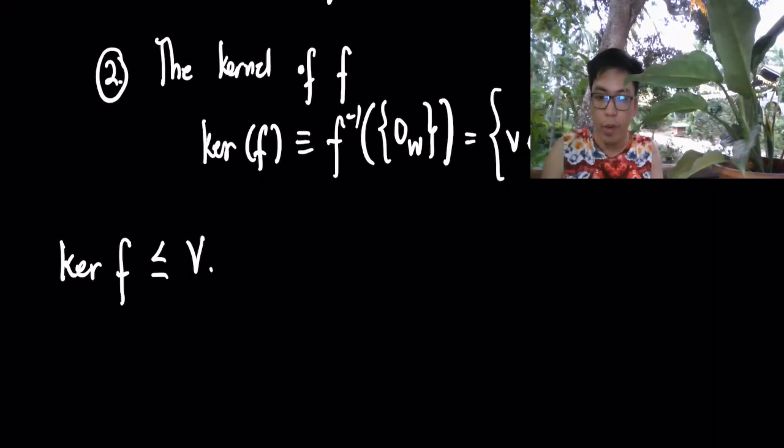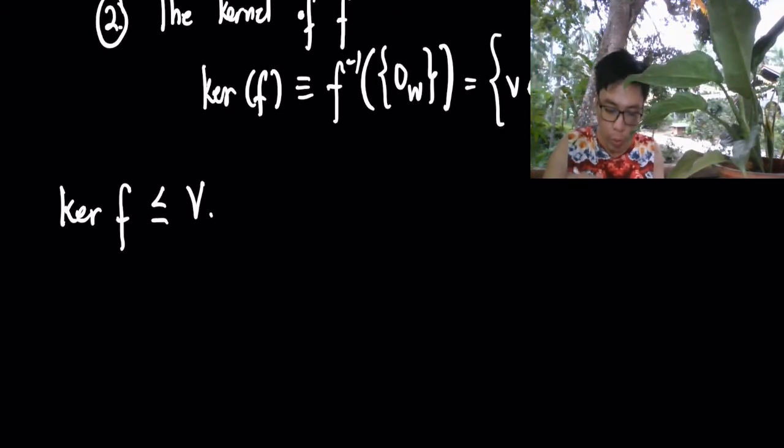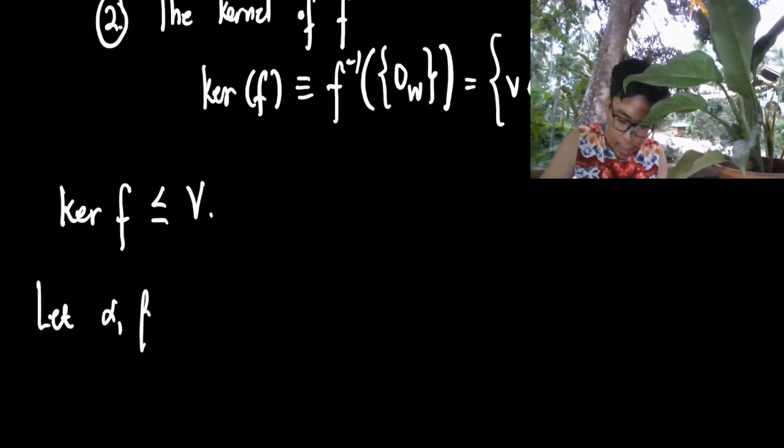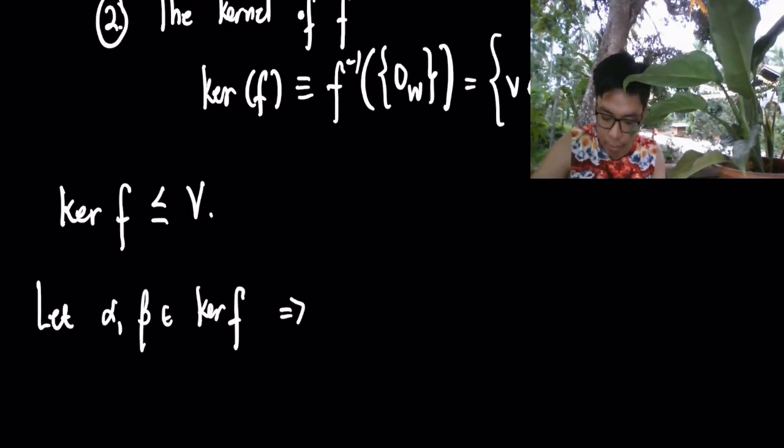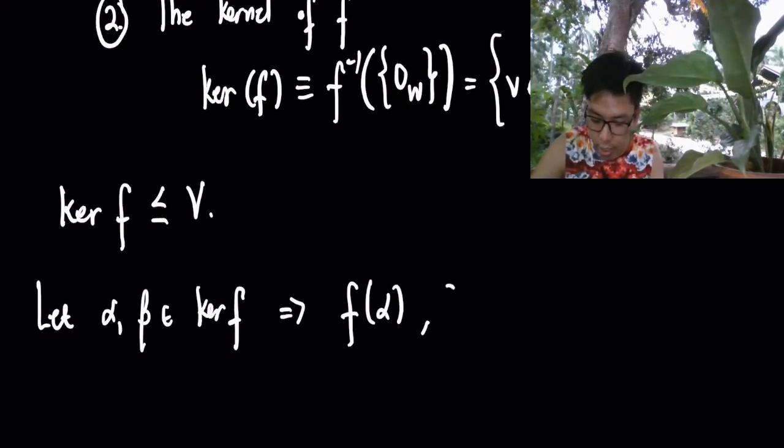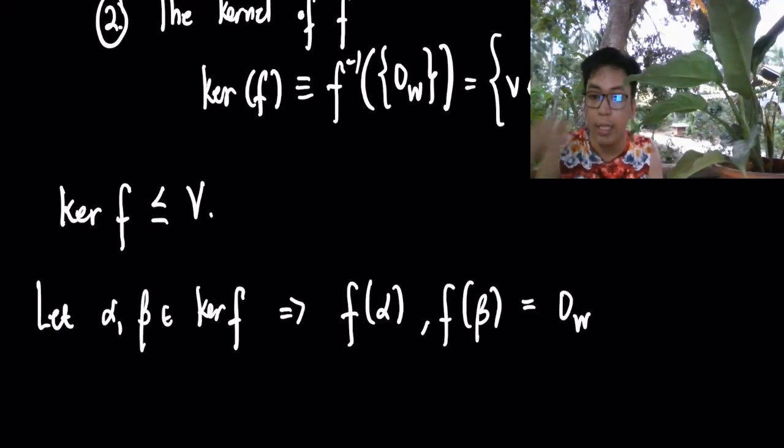To show a subspace, we have discussed how to show a subspace of a given vector space in the previous video I made. This time, we will show that the kernel of F is a subspace of V. So let alpha and beta be elements of the kernel of F. It means that F of alpha and F of beta are mapped to the zero identity of the codomain.